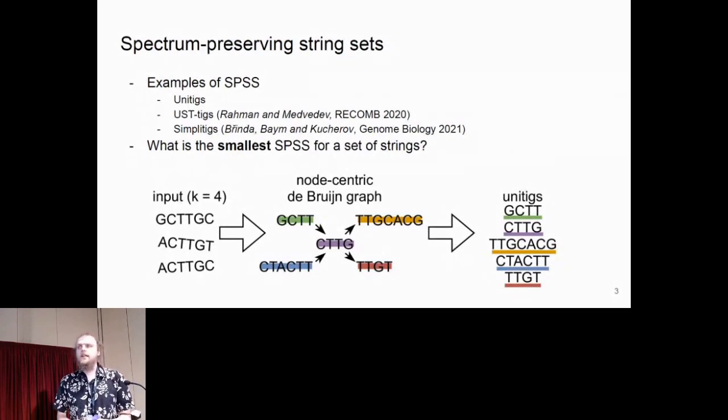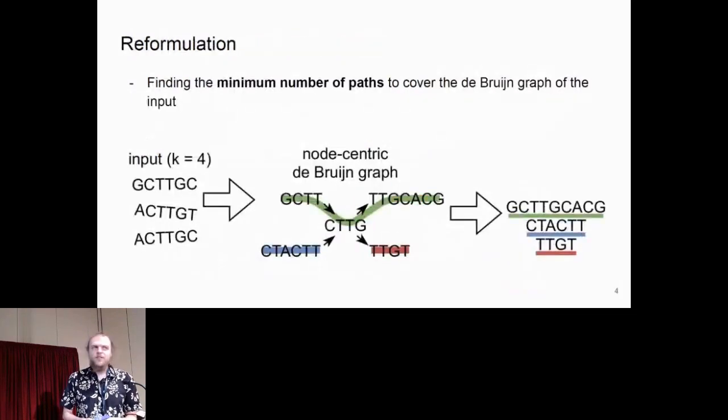So the question is then, what is the smallest possible SPSS for a set of strings? This is an open problem, and it's been conjectured to be NP-hard, because it's very closely related to the problem of minimum path cover. But in this work, we show that it's not NP-hard. Actually, it is linear time computable, which is quite surprising.